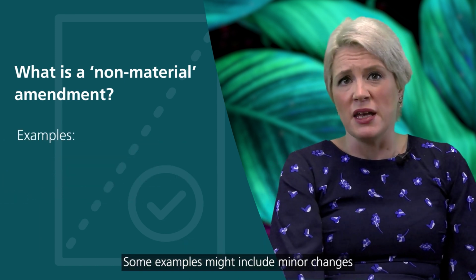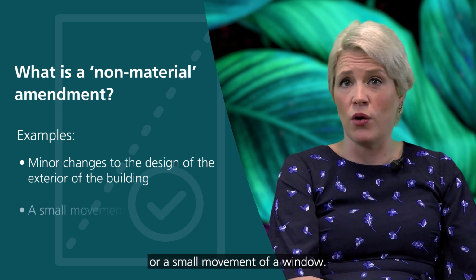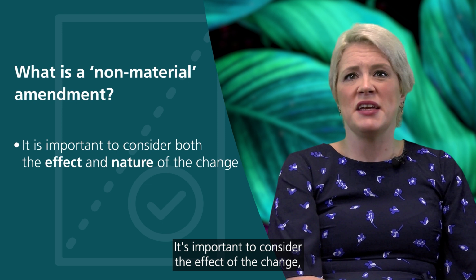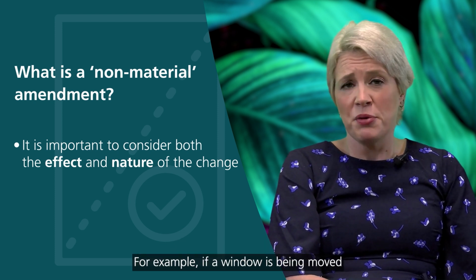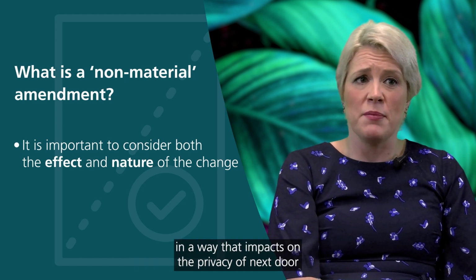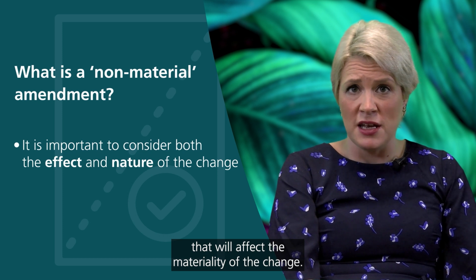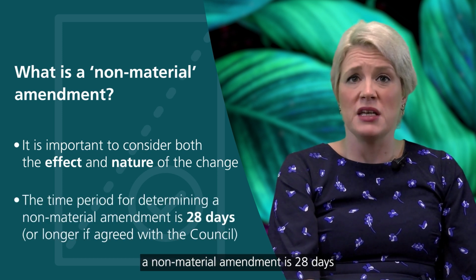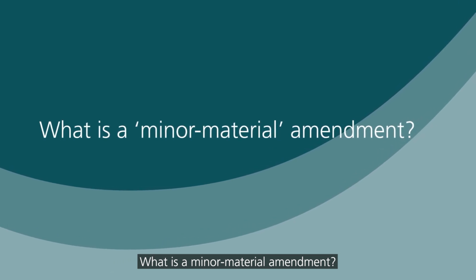Some examples might include minor changes to the design of the exterior of the building or a small movement of a window. It's important to consider the effect of the change, not just the nature of the change. For example, if a window is being moved in a way that impacts on the privacy of next door, that will affect the materiality of the change. The time period for determining a non-material amendment is 28 days, or longer if you agree that with the council. What is a minor material amendment?